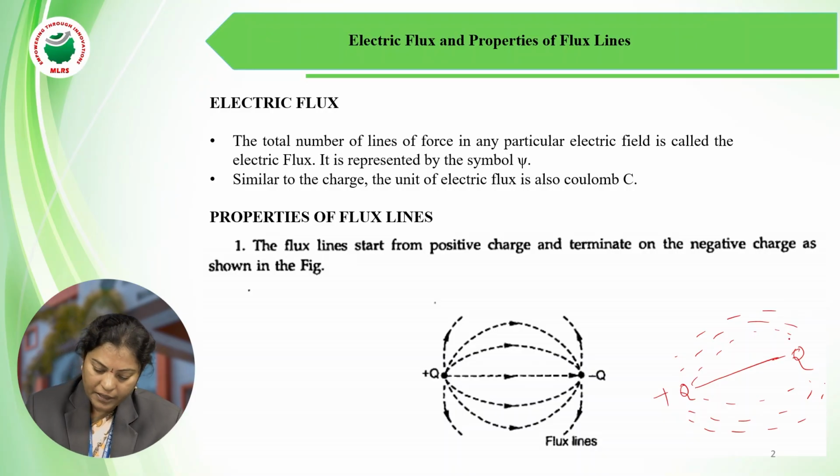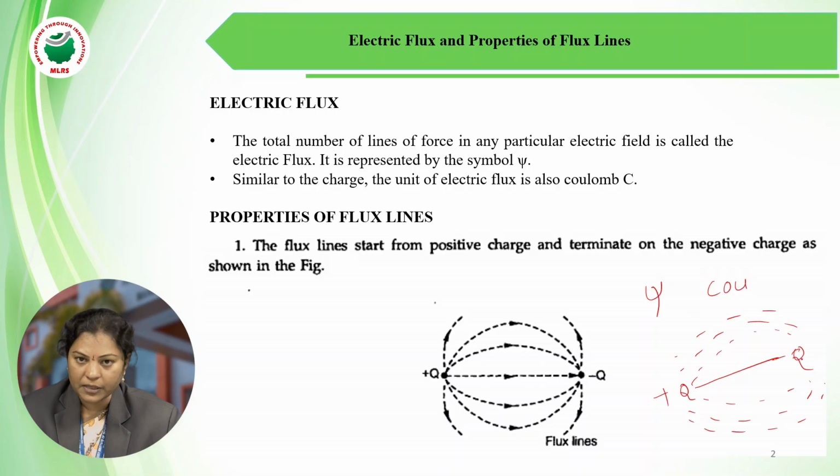It is denoted by the symbol psi. Here it is similar to the charge. The unit of electric flux is coulombs. Next we will see the properties of the electric flux lines. The flux lines start from the positive charge and terminate at the negative charge. That is the first property.